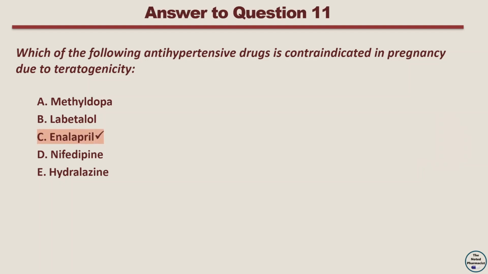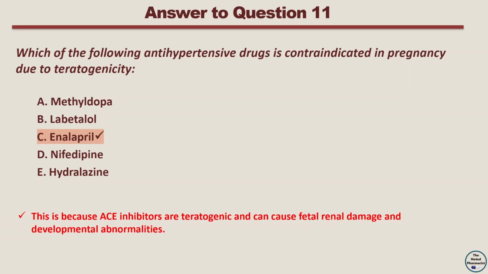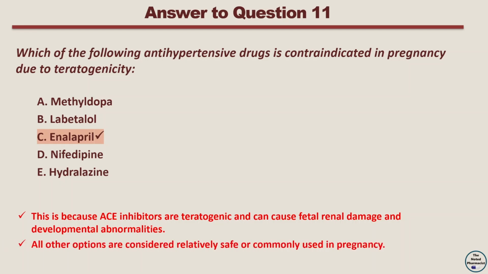The correct answer is option C, enalapril. This is because ACE inhibitors are teratogenic and can cause fetal renal damage and developmental abnormalities. All other options are considered relatively safe or commonly used in pregnancy.